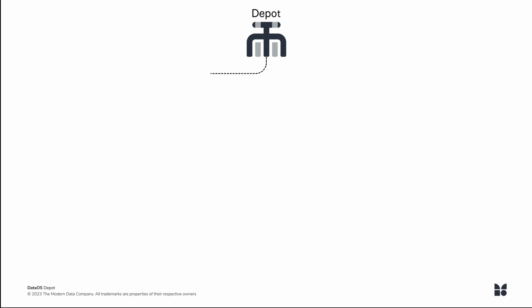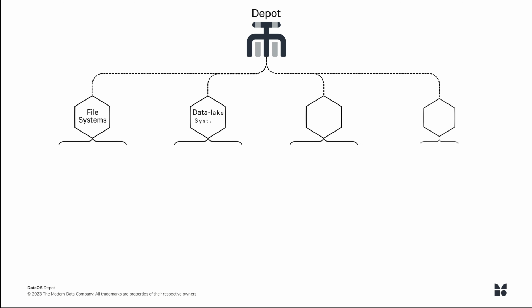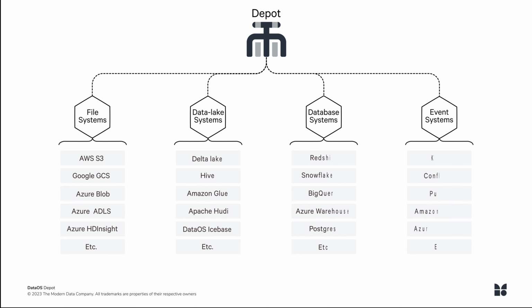Through Depot, you can connect to both managed and unmanaged data sources, such as file systems, data lake systems like Delta Lake, Iceberg, Hive, various types of databases such as relational and non-relational DB, as well as event systems like Kafka, Pulsar, Kinesis, and more.